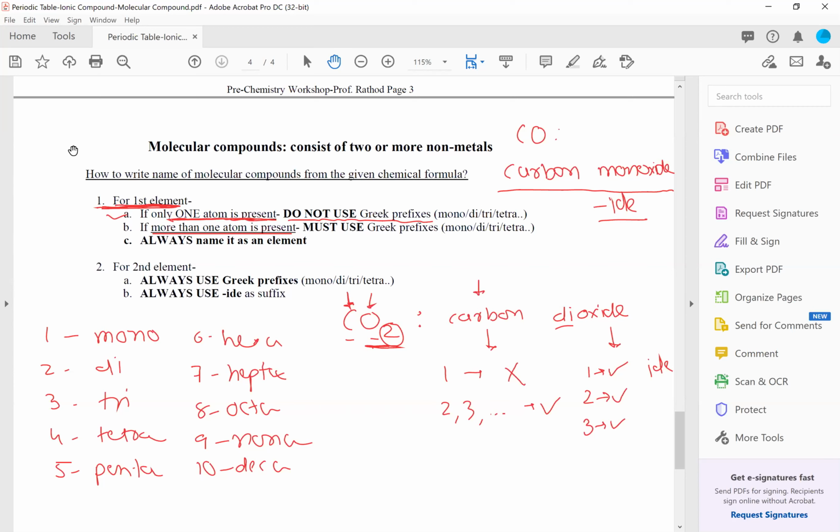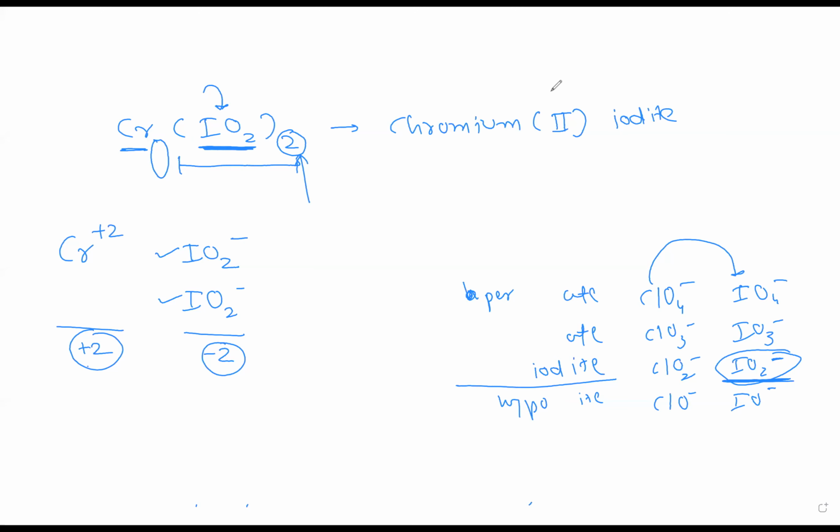So what I would ask you to do is take a picture of the screen, or if you have the handout handy with you, keep it with you. We are just going to practice a couple of examples and then we're going to conclude our session today. Okay, so I'm going to stop sharing this. This one is pretty simple and pretty straightforward. For the first element, if you just have one of it, you do not use a prefix. But if you have two or more, you use a prefix. For the second element, you always use a prefix and you always use the suffix.